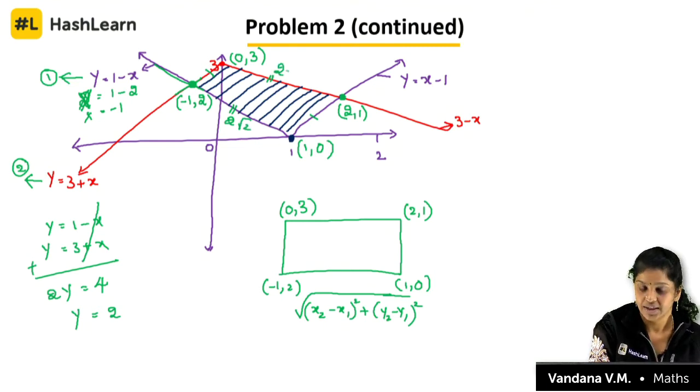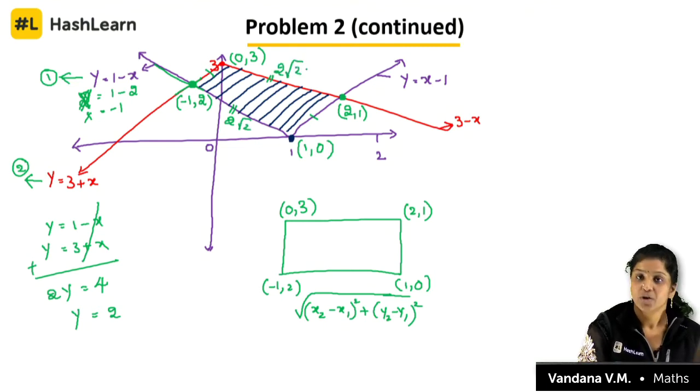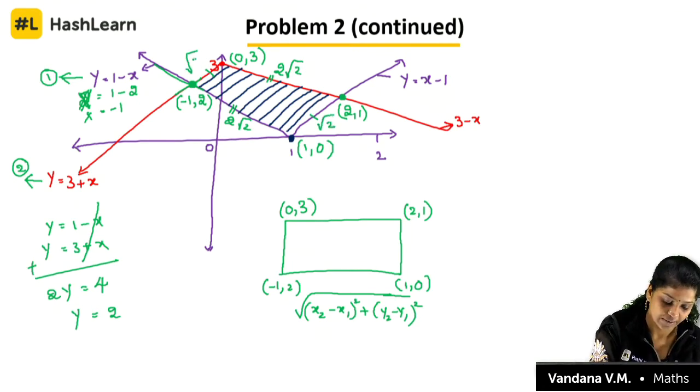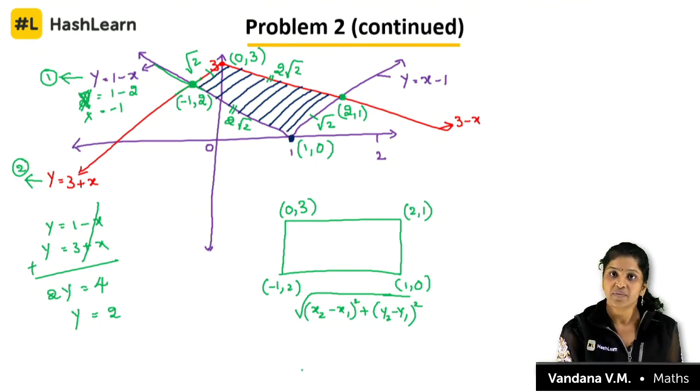Here also you will get the distance as 2 root 2. If you apply here, you will get the distance as root 2. Here you will get the distance as root 2. Now, it is clear that opposite sides are equal. So, it is representing a rectangle.